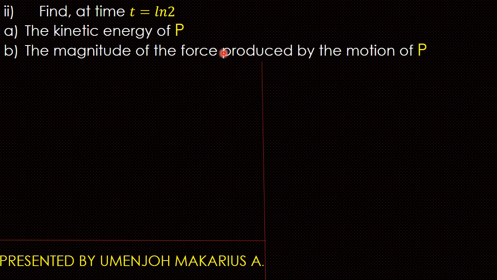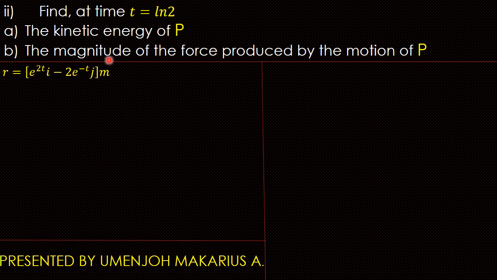Okay guys, this is exactly what I have here. Now the Roman 2 is saying that we should find, at time t equal to the natural log of 2, the kinetic energy of P, of the particle P, then the B part, the magnitude of the force produced by the motion of P. Okay guys, let's partition our screen. So guys, we have to find the kinetic energy.